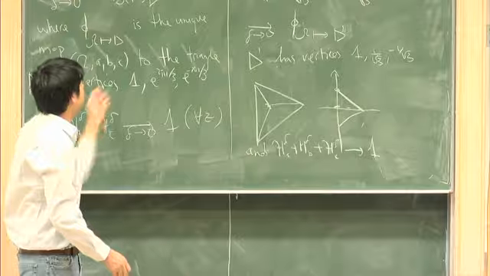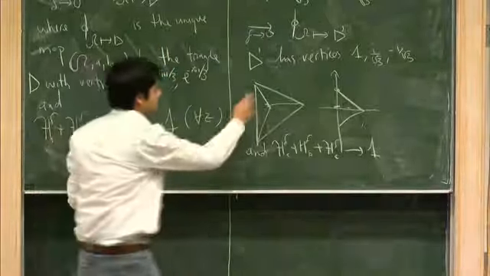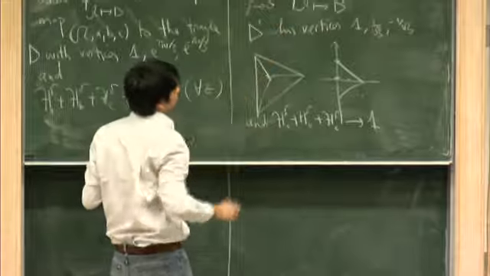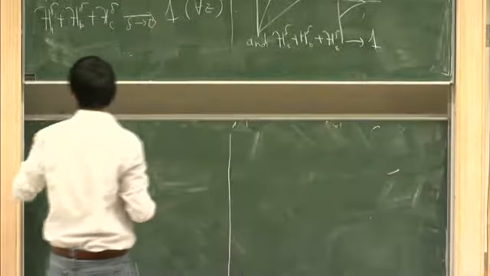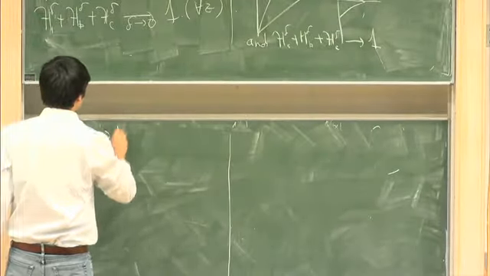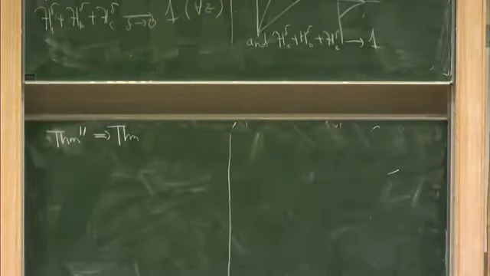And it's just a linear mapping of this triangle to that triangle. So this is completely equivalent to that. It's just a little easier to work with. So now let's see why theorem prime prime implies theorem. Okay. So why is it true?